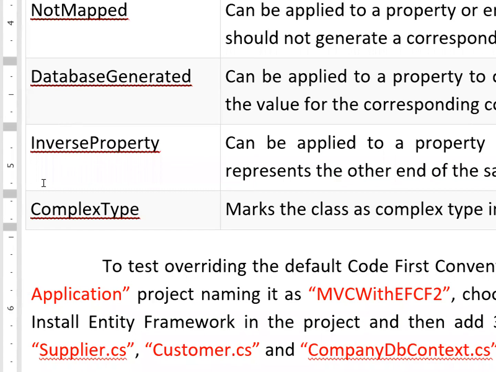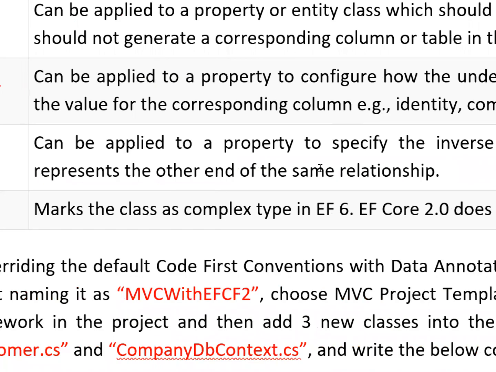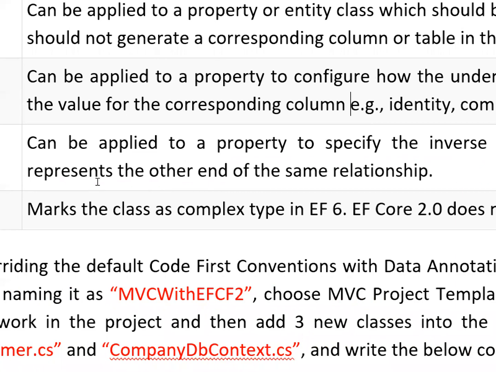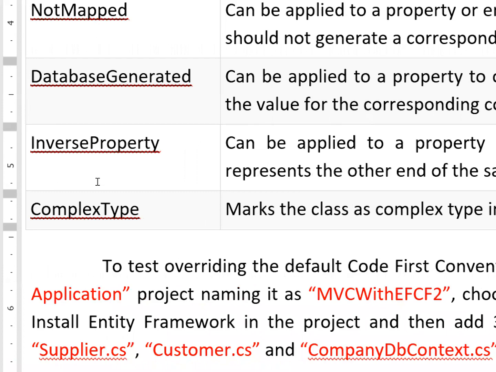That's called inverse. Complex type. Marks the class as a complex type in EF6. EF Core 2 doesn't support the attribute. Generally, you know simple types and complex types, basically. Class is a complex type. Generally, you will define a class, Customer class, it's a complex type. So basically, for one property, you are using the type as a class, then you say it is a complex type. Unfortunately, this is not supported in SQL Server.